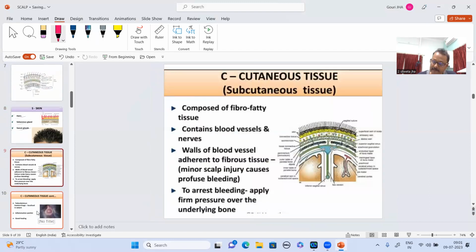Now coming to the connective tissue layer, the second layer, the subcutaneous tissue, is composed of fibrofatty tissue. Number one, the most important thing is that it contains the blood vessels and the nerves. The superficial blood vessels and nerves are situated in this layer.